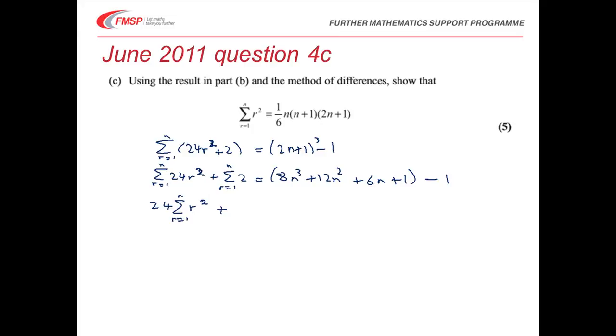This is an interesting series. Every time r goes up by 1, we still have the value 2. So this series is going to go 2 plus 2 plus 2 plus 2 plus 2, and it will do that n times. So 2 plus 2 plus 2 plus 2, n times, the series would add up to 2 times n. So now we can find 24 times the sum of r squared, taking 2n away from both sides.